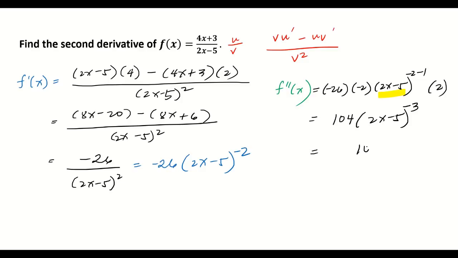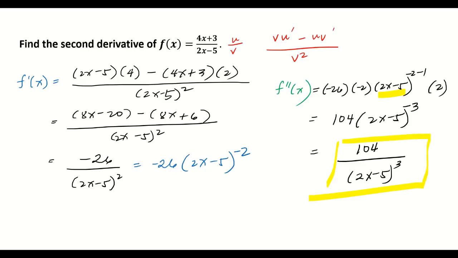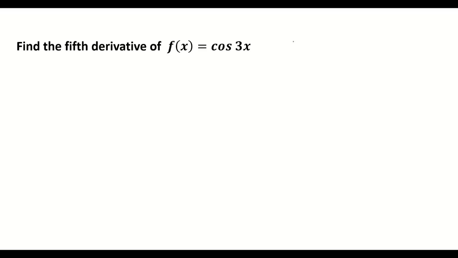And then we can write this as 104 over (2x minus 5) cubed. So this is our second derivative. So let us now get the fifth derivative of cosine 3x. So remember that the derivative of cosine u is equal to negative sine u times du/dx.